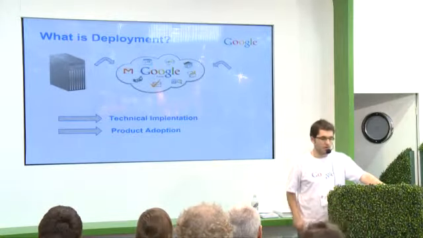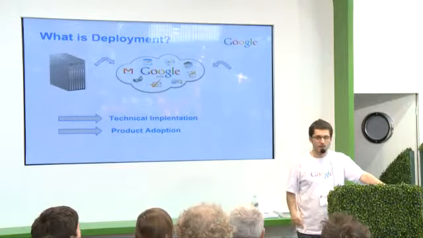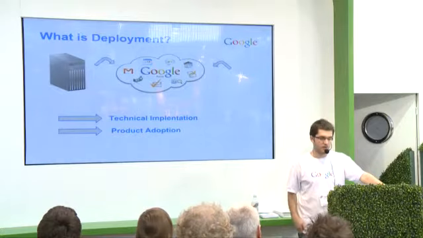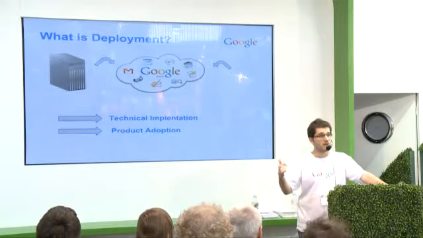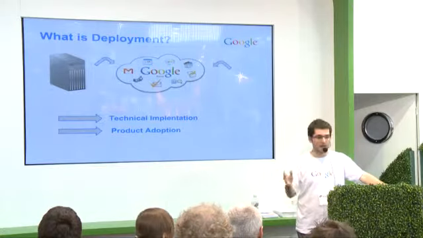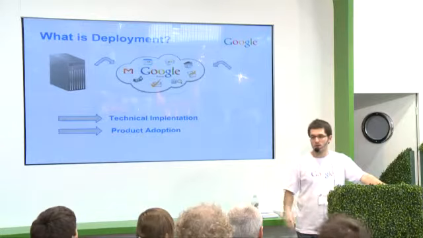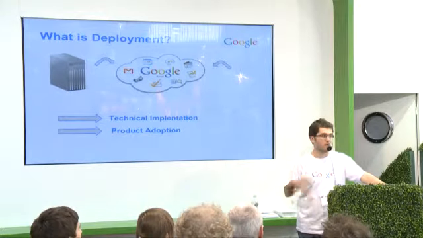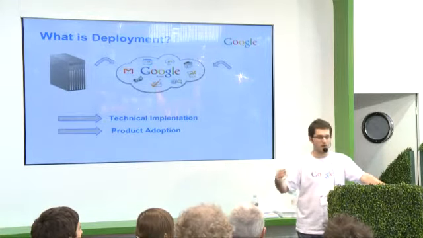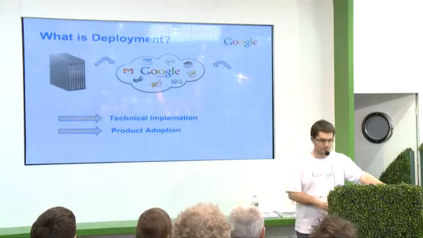So when you are deploying a Google Apps solution, there are two main things that you need to consider. First of all, the technical implementation. You need to make sure that technically the Google Apps account is up and running. And then the second thing is the product adoption. You want to activate the Google Apps account, you want to make it accessible for everyone in your organization, and you want all the users to use it as much as possible.